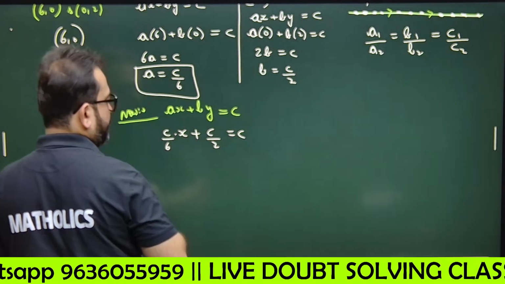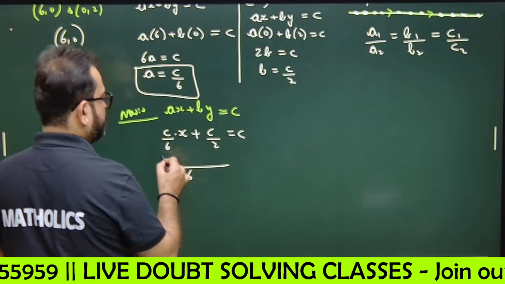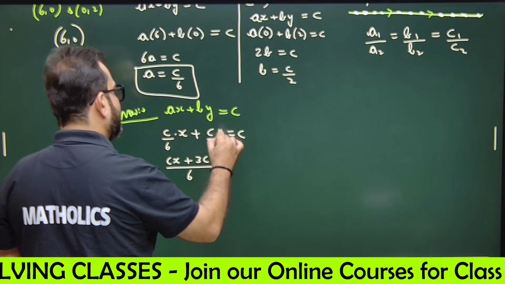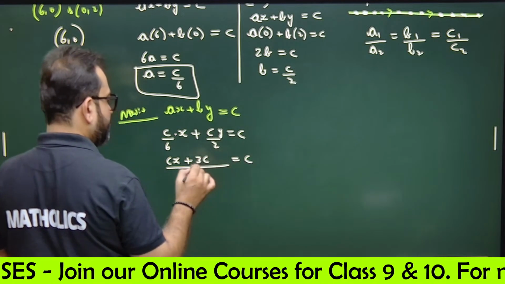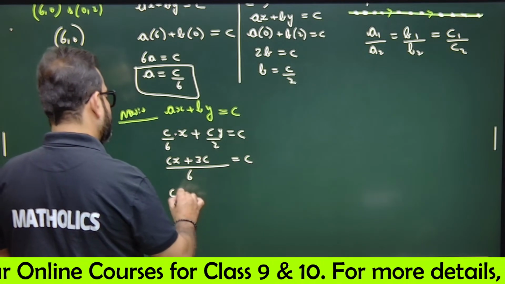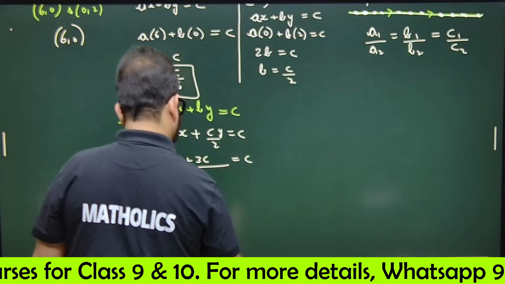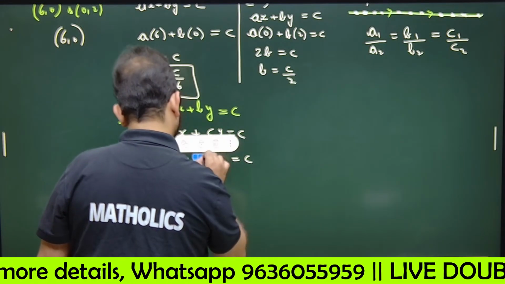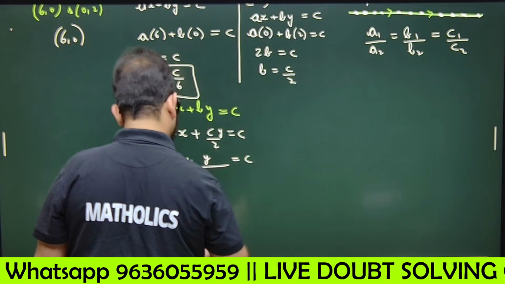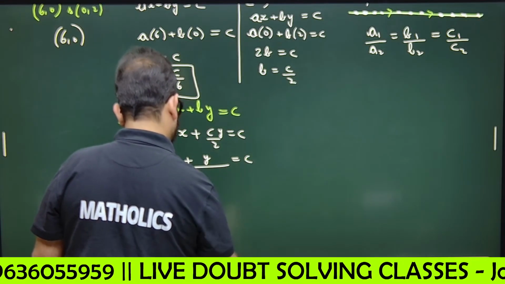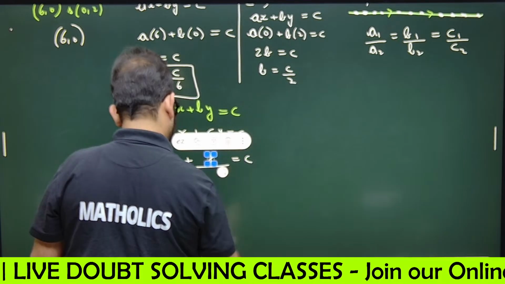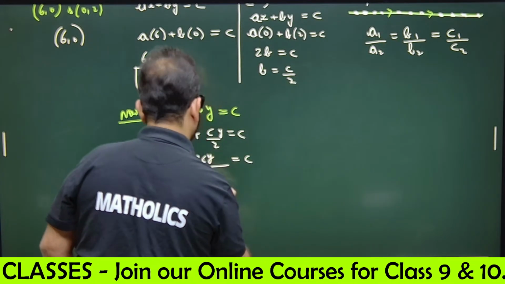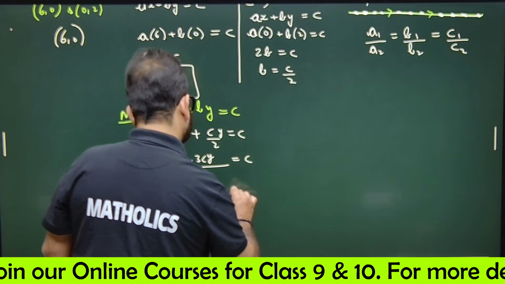A is c by 6. Take the LCM as 6. It will be cx plus 2 3s are 3cy, and that equals c. Multiply 6 by this. That means cx plus 3cy equals 6c.